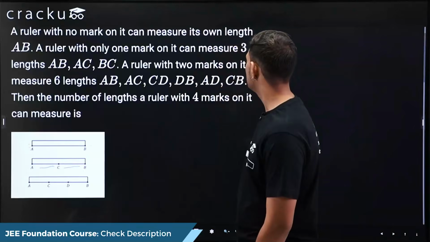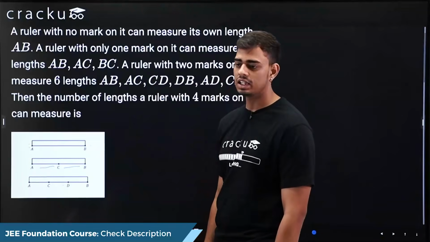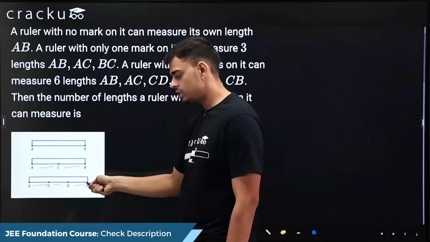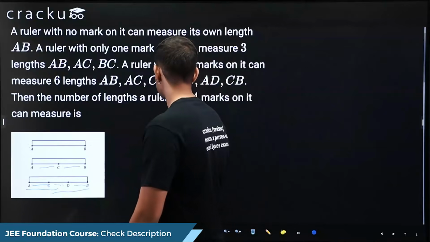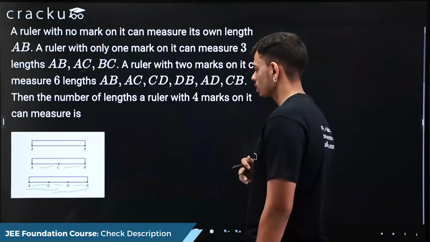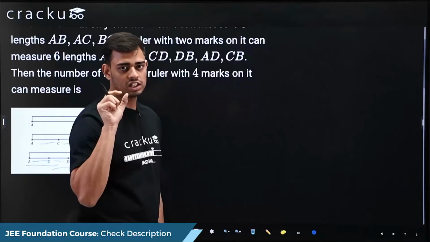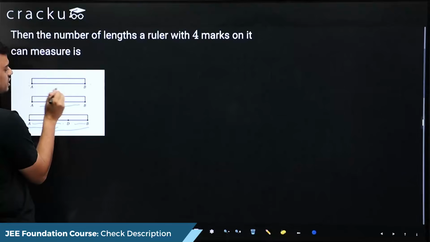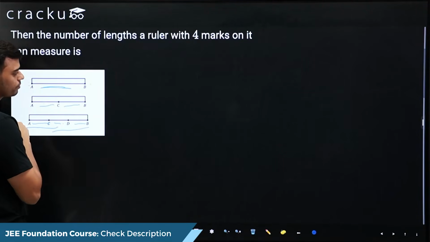A ruler with two marks, C and D, can measure 6 lengths. How come? The whole AB, AC, CD, DB, 4 lengths, then AD and CB, a total of 6 lengths. We need to find the number of lengths a ruler with 4 marks on it can measure. To measure between any 2 points, we need 2 points actually. To measure any length, we need 2 points. So we have to take 2 points out of these points to measure something from it.